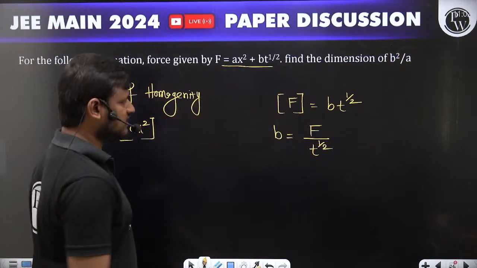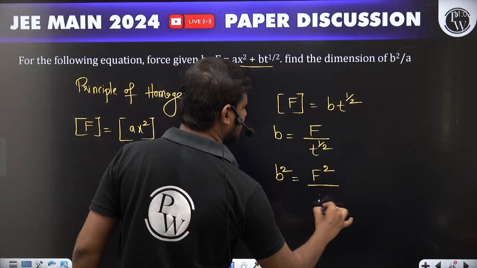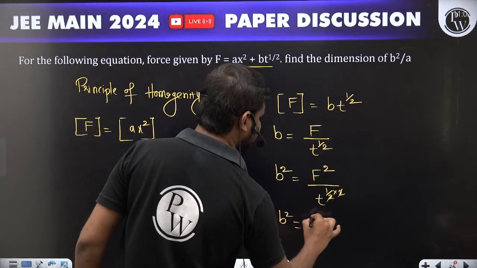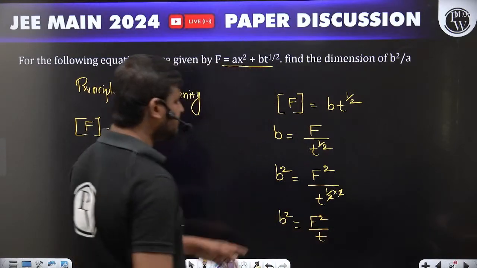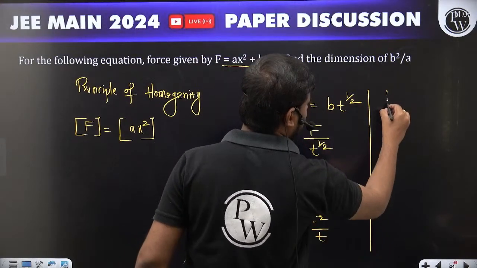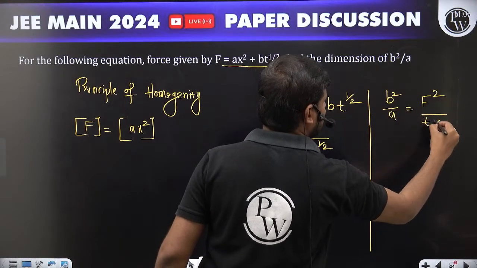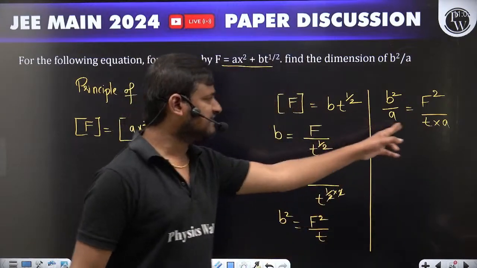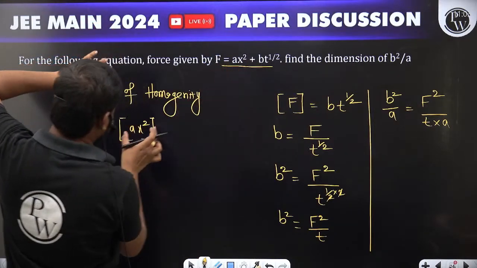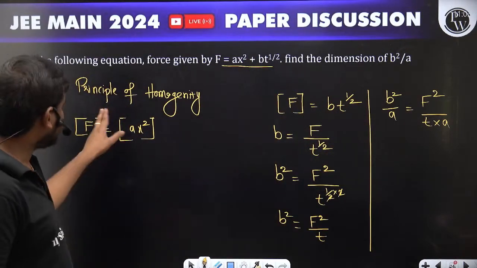But I need b square, so let's square on either side. b square is equal to F square by t to the power 1 by 2 into 2, which becomes b square is equal to F square by t. Now I need b square by a, so b square by a is equal to F square by t into a. I just divided either side by a. Simple thing. You know that the dimensions of F must be equal to A x square, and the dimensions of F must be equal to b into t to the power 1 by 2, according to the principle of homogeneity.